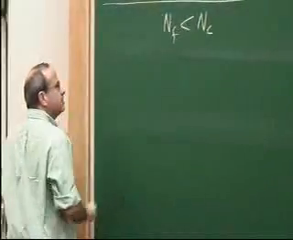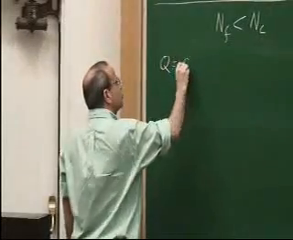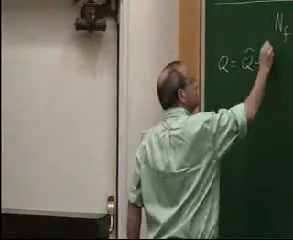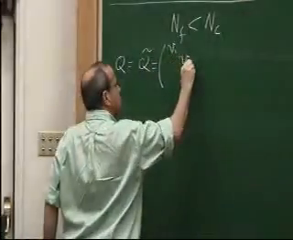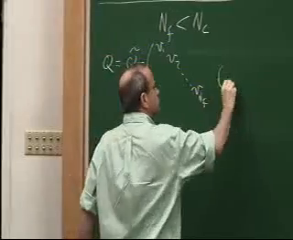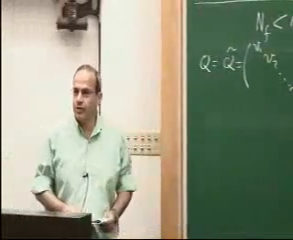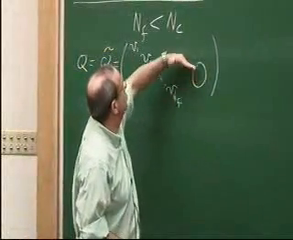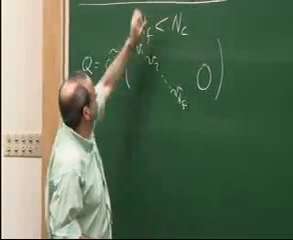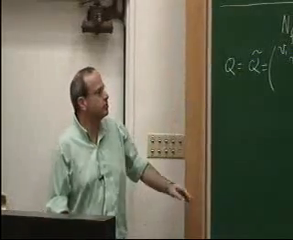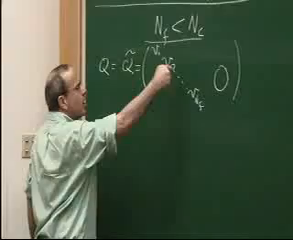So if the number of flavors is less than the number of colors, the most general solution of this D-term equation can be written as follows. So the Q's are rectangular matrices. Recall the color indices going this way, and the flavor indices going this way. This is the notation I use here. And you see that this matrix has more colors than flavors, because this is the case I'm talking about. And V1 up to V_NF are arbitrary complex numbers.